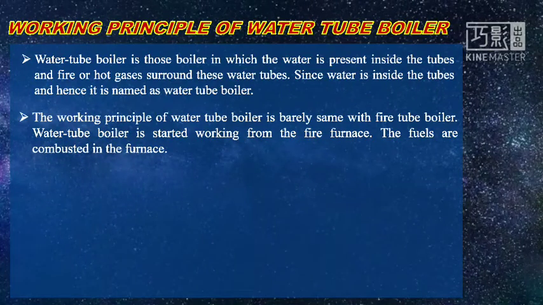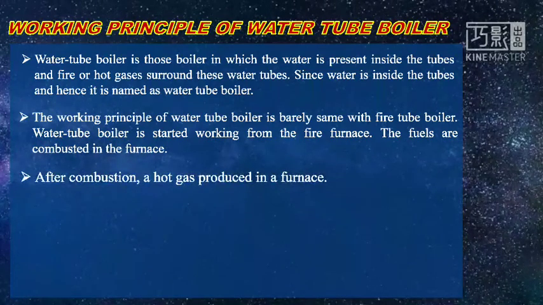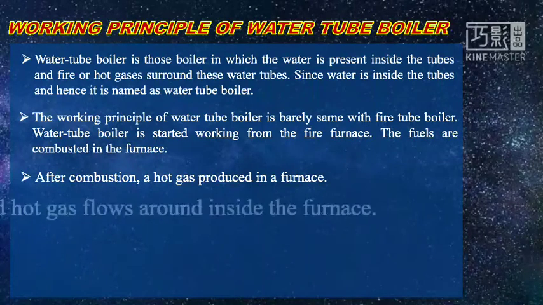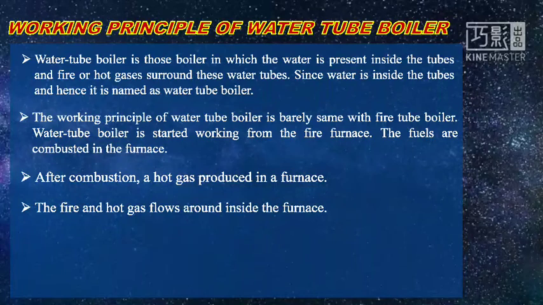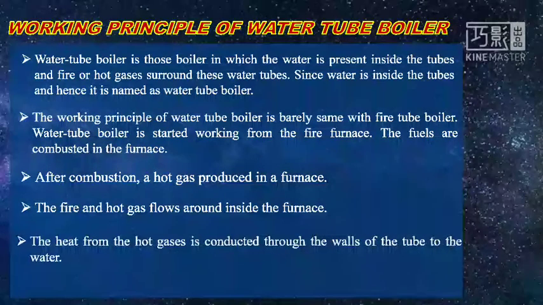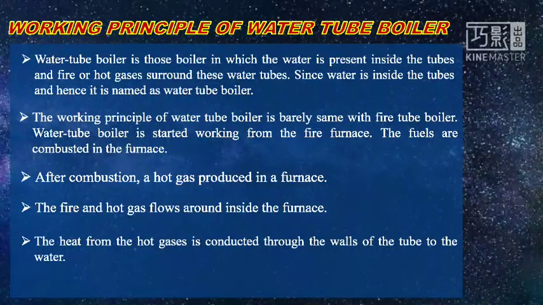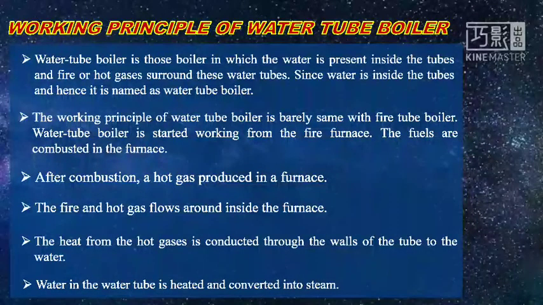Water tube boiler starts working from the fire furnace. The fuels are combusted in the furnace. After combustion, hot gas is produced in the furnace. The fire and hot gases flow around inside the furnace. The heat from the hot gases is conducted through the walls of the tube to the water. Water in the water tube is heated and converted into steam.